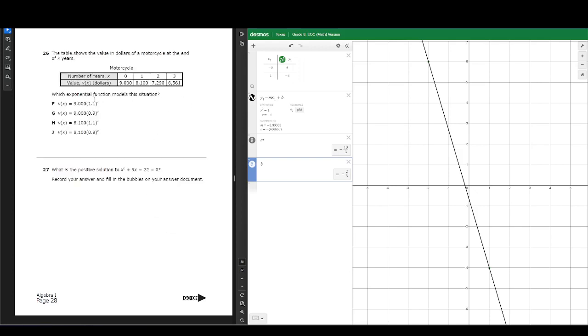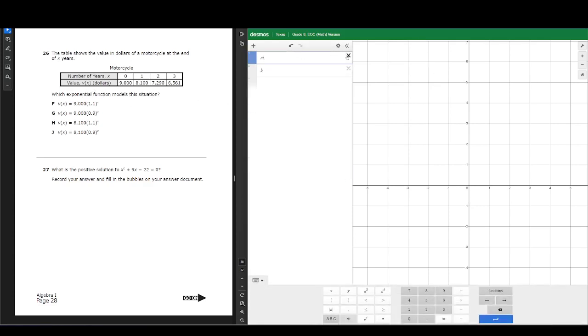We have a table. It says which exponential function models this situation. It doesn't say whether this is a regression. I don't believe it is because it doesn't say which one best models it, but we can still use regression to solve it anyways. So if we do 0, 1, 2, we don't even need all the points if it's not regression. We just need 2 points for exponential or linear, or 3 for quadratic.